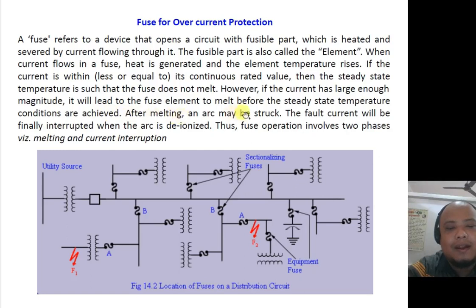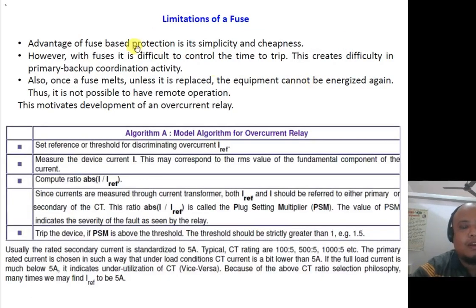After melting, an arc may be struck. The fault current will finally be interrupted when the arc is deionized. Thus, the fuse operation involves two phases: melting and current interruption. Here, there are limitations of the fuse. The advantage of the fuse in protection is simplicity and cheapness. However, with fuses, it is difficult to control the time to trip. You cannot control the operating time. It creates difficulty in primary and backup coordination.